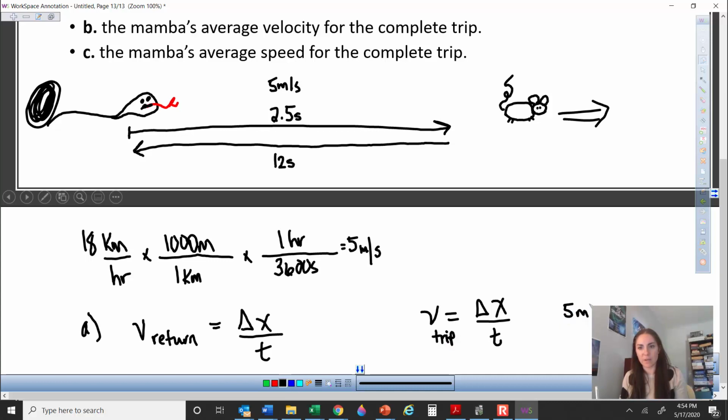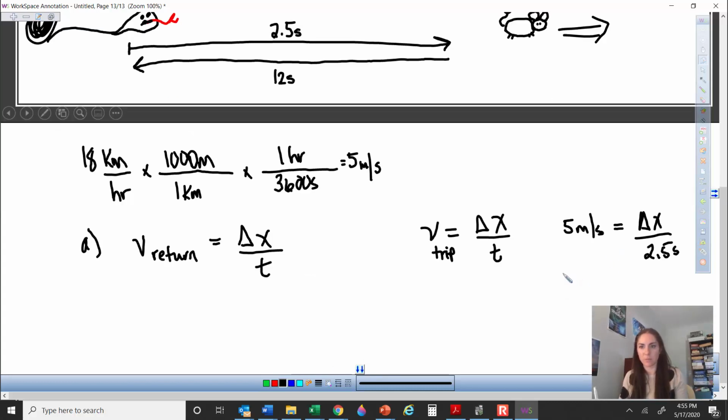In other words, I have that it's 5 meters per second, and delta x is what I'm solving for, and my initial trip there is 2.5 seconds. So if I do 5 times 2.5, it's 12.5. Okay, so, I'm sorry, not meters per second, meters, like that. There you go.